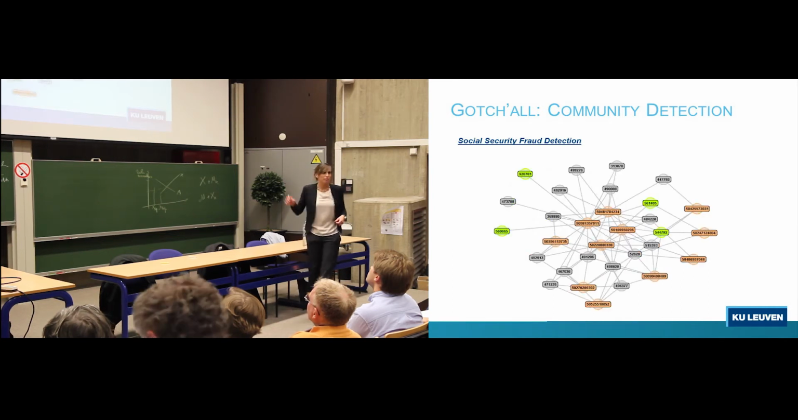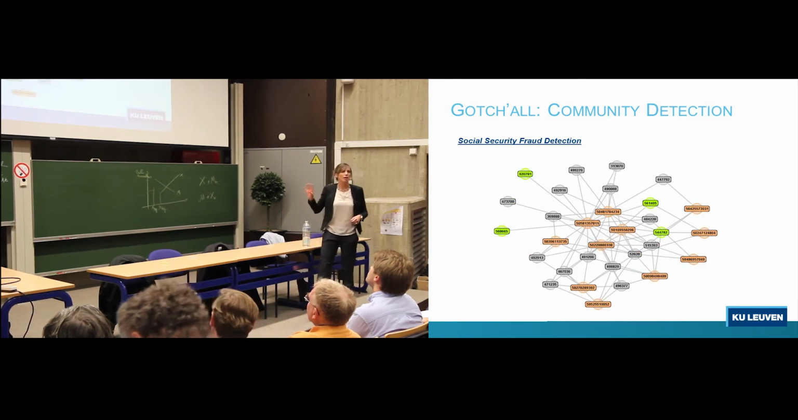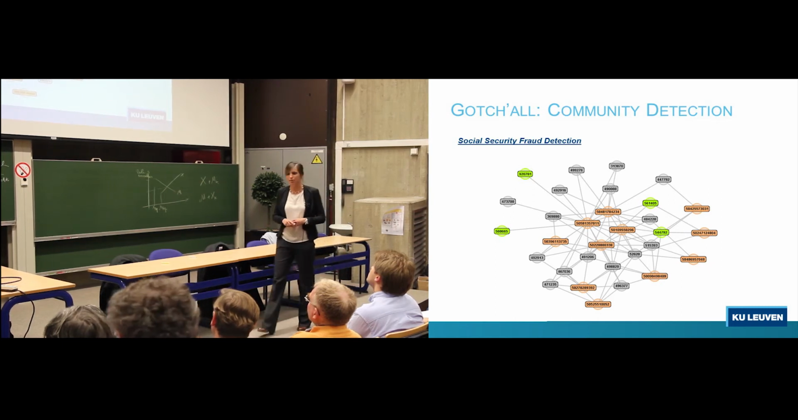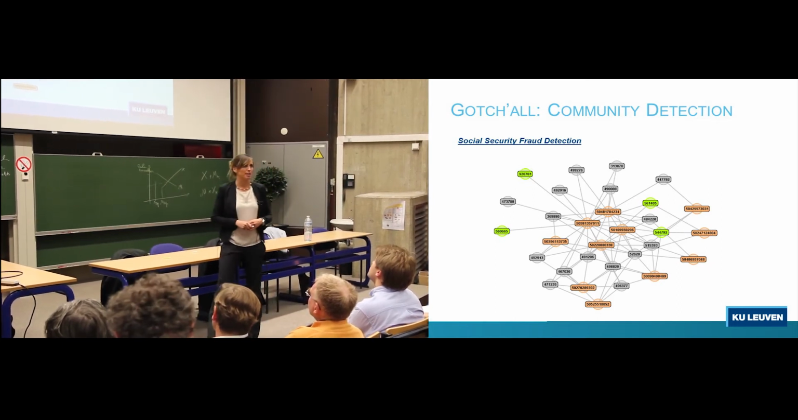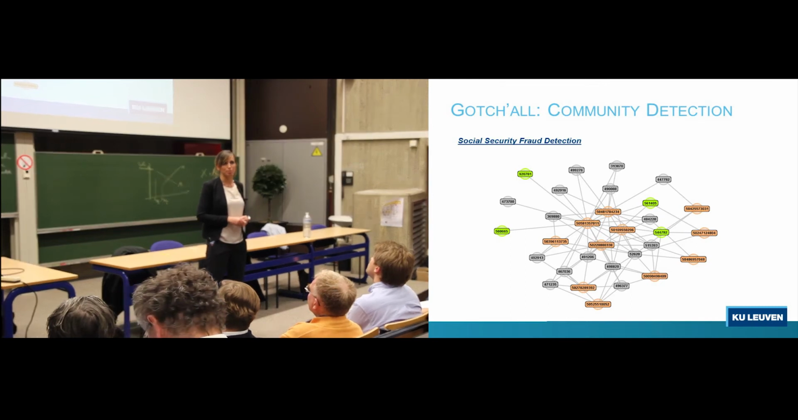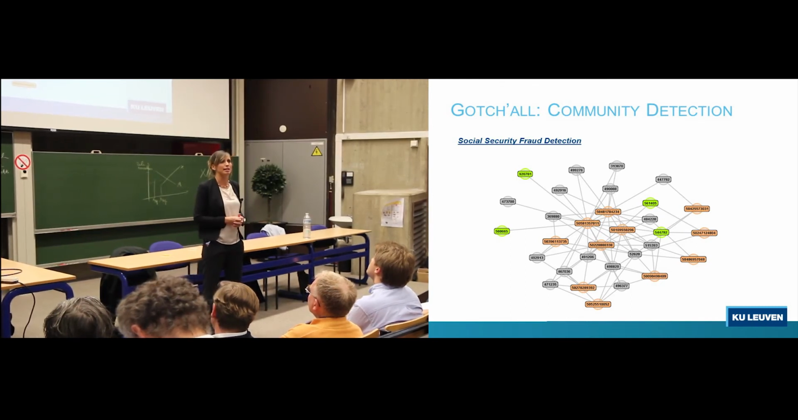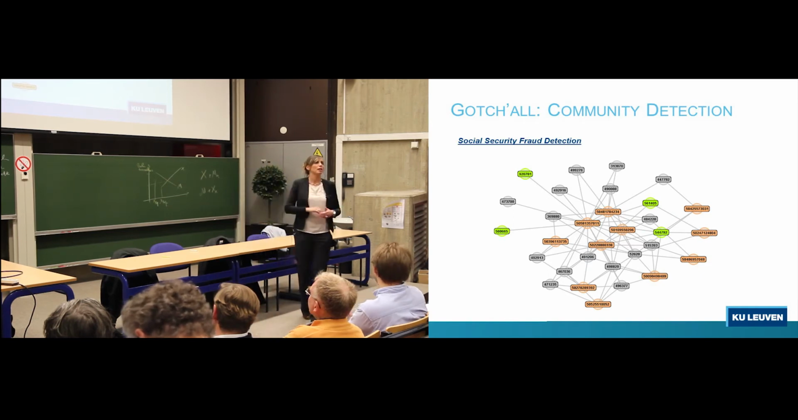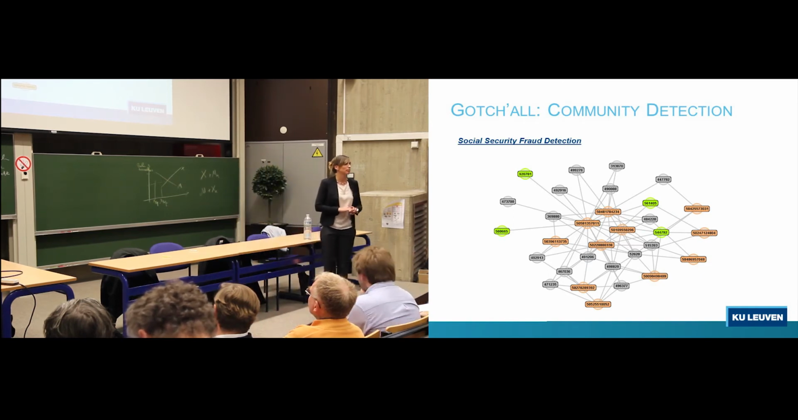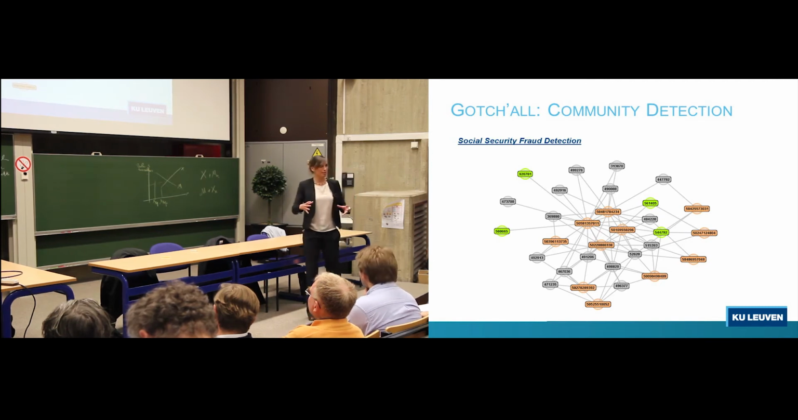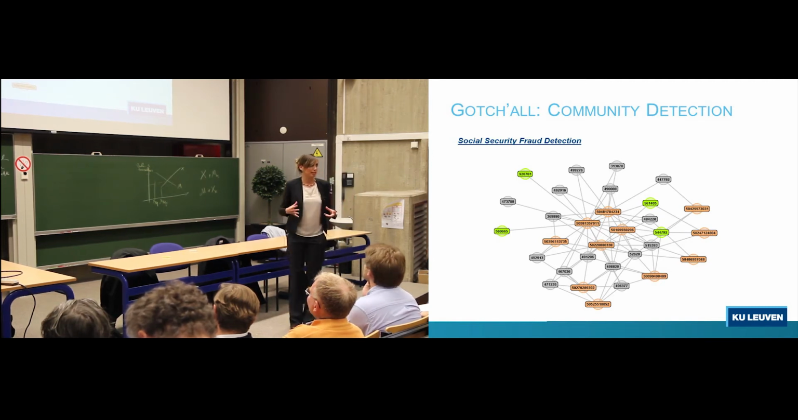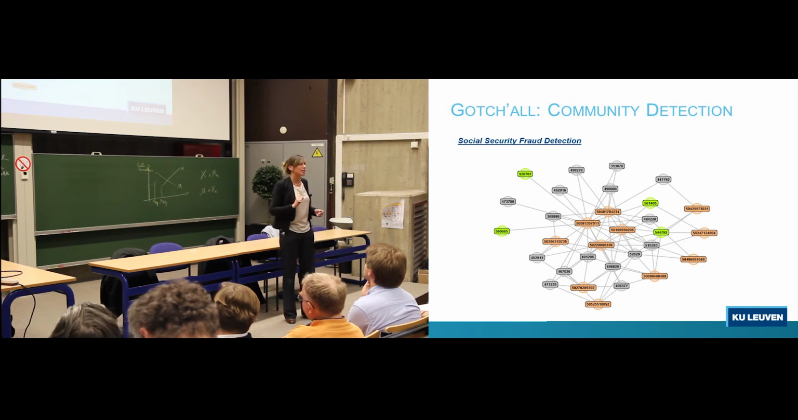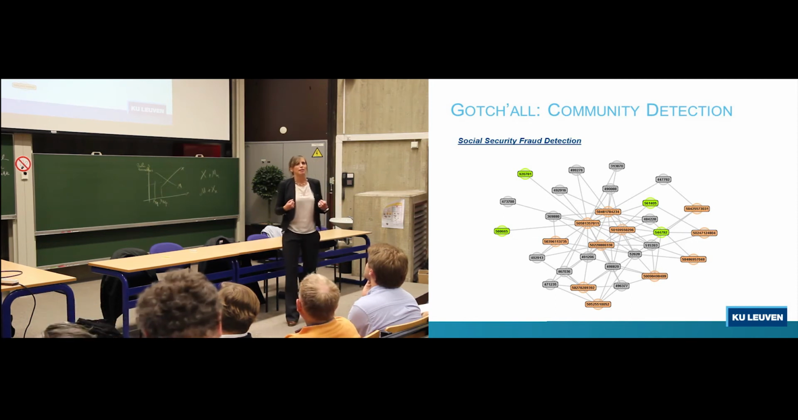Now we have other subgraphs where we do not have these red nodes. We do not have these fraudulent companies. We only have bankrupt companies. These are the gray nodes in the network. And this is exactly what we want to detect using our Gotcha approach: detecting groups in the network that act suspiciously. Because these are bankruptcies, but they're really closely clustered together.